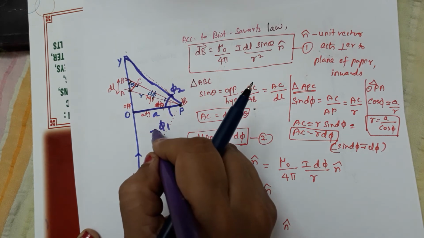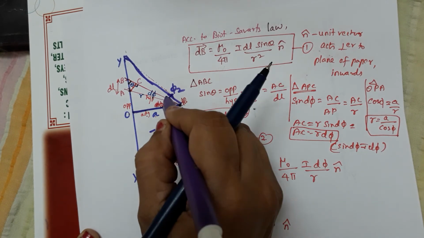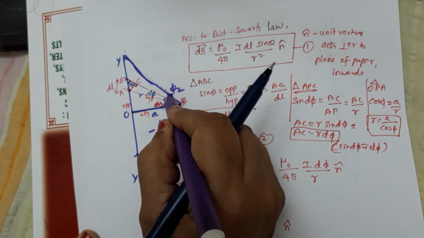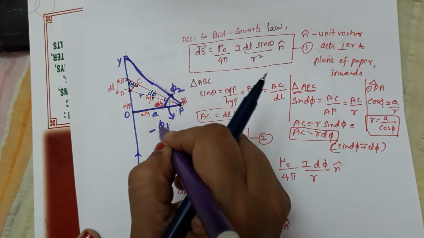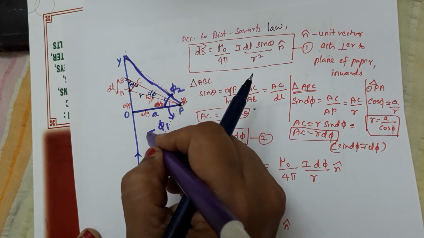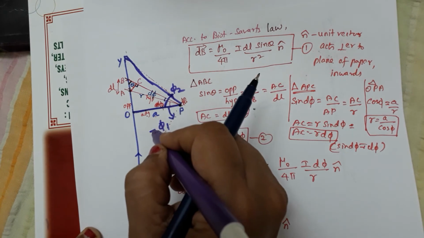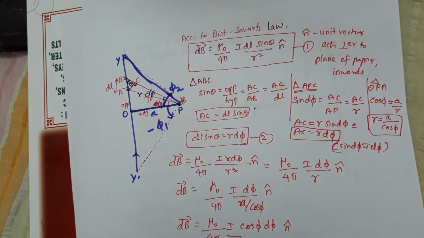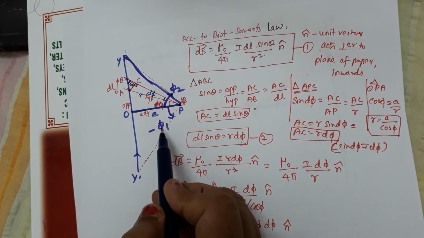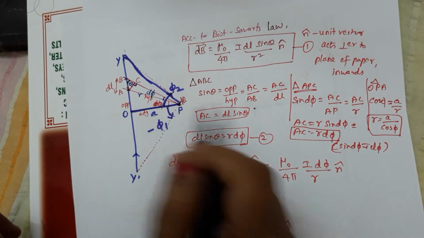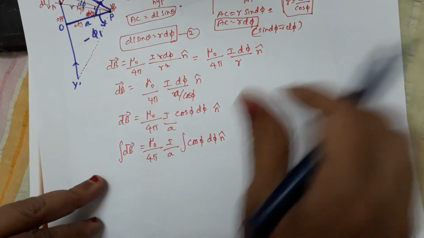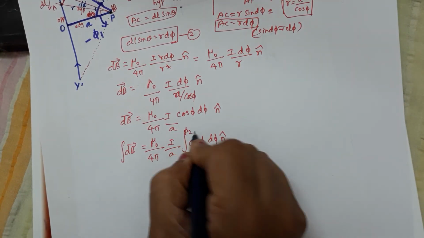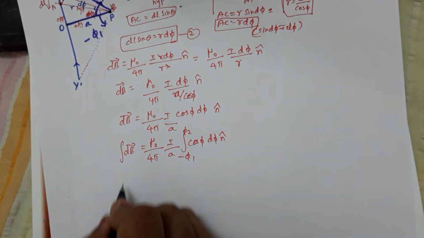I will write it as minus phi 1 because here you are measuring the angle in the clockwise direction, right? Here you are measuring the angle in the anti-clockwise direction. That's why I am going to put minus phi 1. So what are the limits you are going to use here? Phi 2 and minus phi 1. Right children? So the limits are phi 2 and minus phi 1.